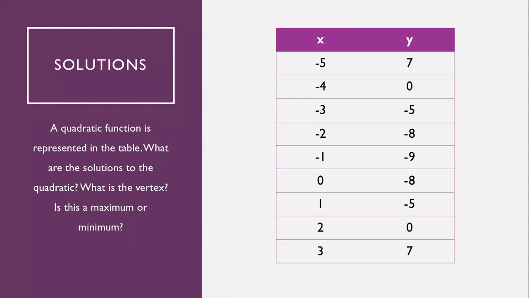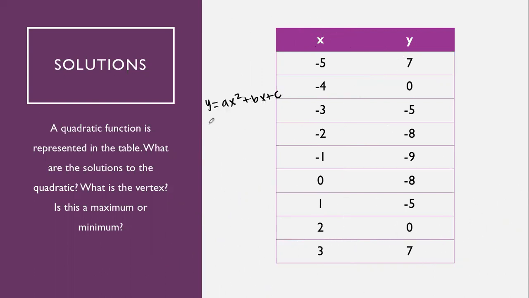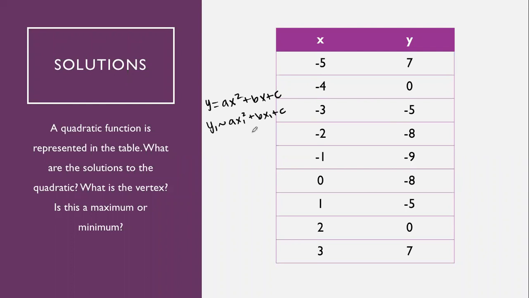We're going to skip this problem, but if I had a table and it's asking me for the quadratic, how can I use Desmos? Plug the table in. I could plug this table into Desmos. This is a quadratic. So my quadratic equation is y equals ax squared plus bx plus c. But I can't put it in like this. I have to put y1 squiggle a x1 squared plus bx1 plus c. And it'll give me all the information I need to know.